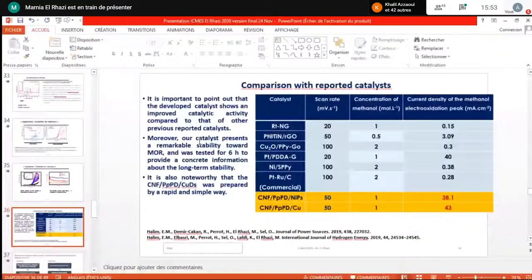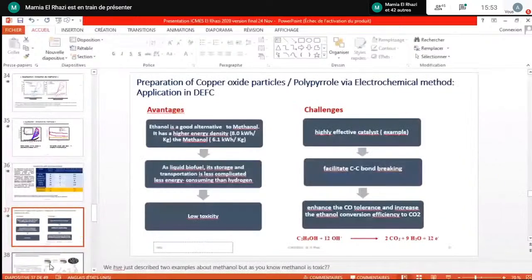So I give this example with methanol, but we have also prepared copper oxide particles on polypyrrole to study also its application, but in a direct ethanol fuel cell. The advantage offered by ethanol is that ethanol is a good alternative to methanol. It's less toxic and it has a higher energy density compared to methanol. And as a liquid biofuel, the storage and the transportation of ethanol is less complicated and less energy consuming than hydrogen.